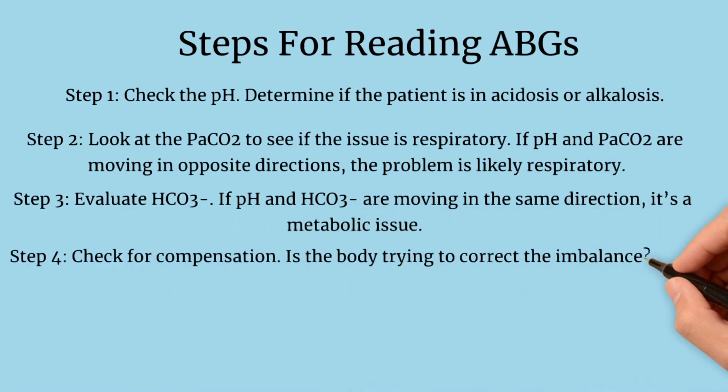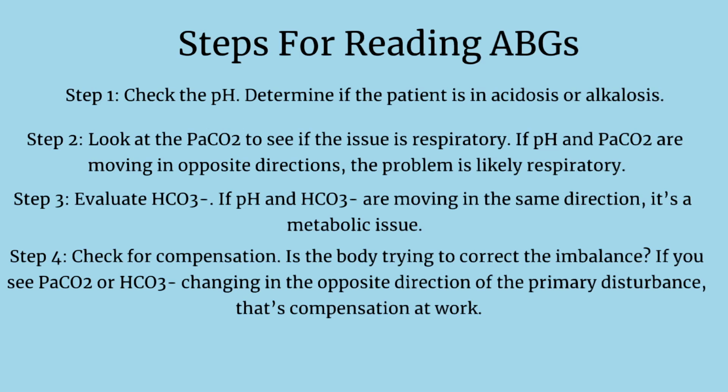Check for compensation. It's very important to know, is our body trying to correct this imbalance? If you see the PaCO2 or the bicarb changing in the opposite direction of the disturbance, then compensation's at work. If our pH is back to normal, then we're fully compensated. If our pH is not back to normal, then we're partially compensated. And if our PaCO2 or bicarb are not changing at all, then we're uncompensated.